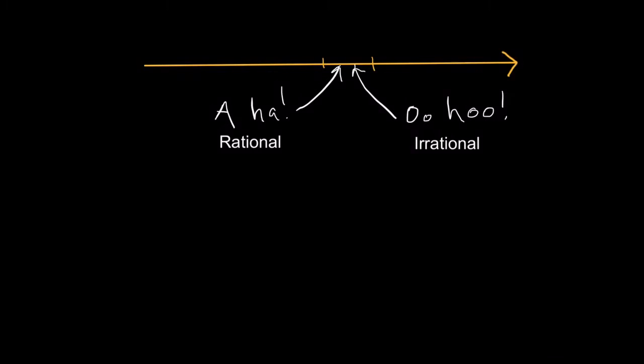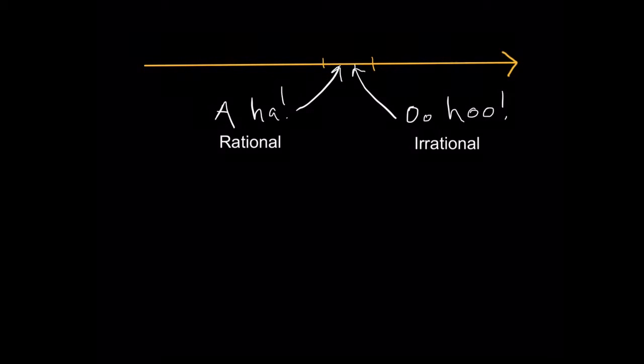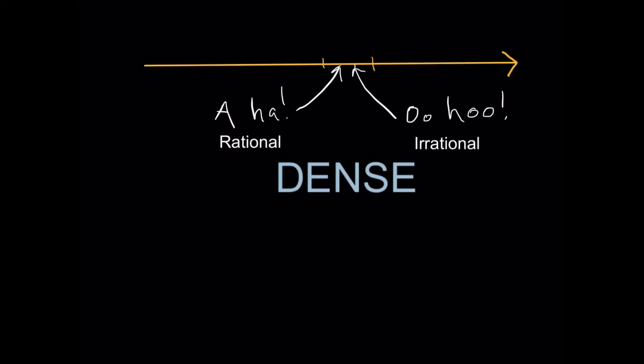And because you can always find a rational number between any two real numbers, we can call the set of rational numbers a dense set. And the irrational numbers are also dense, and the real numbers are also dense. The natural numbers and the integers, on the other hand, are not dense.